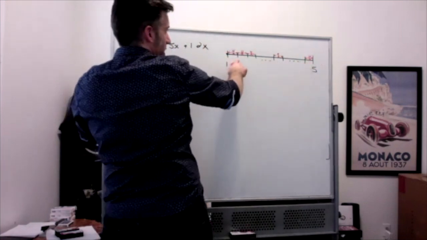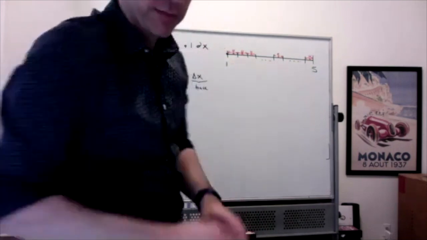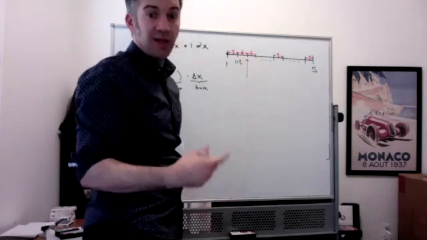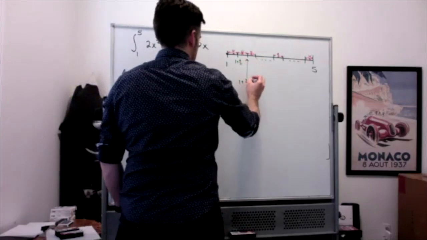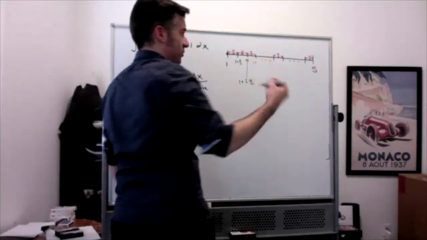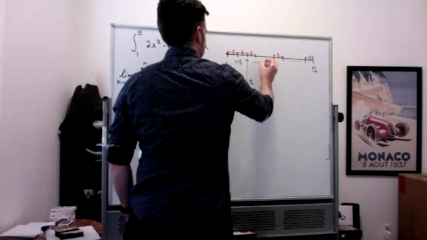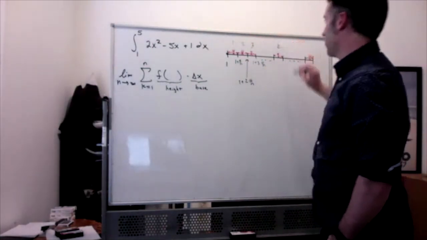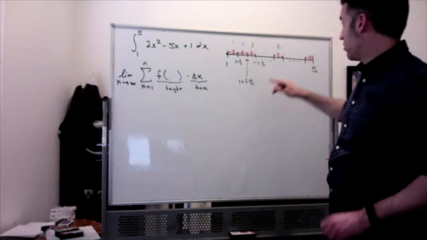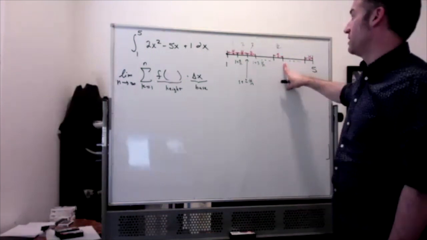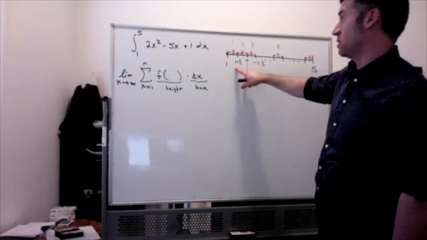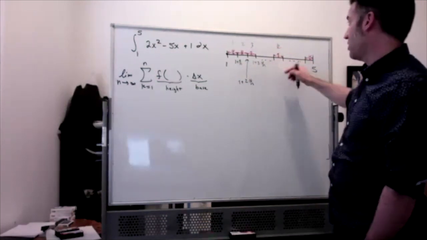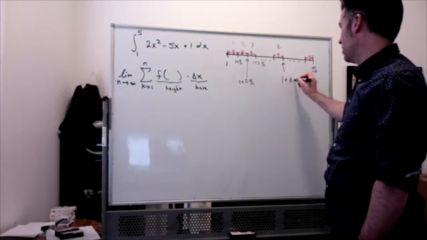Which means this point here is 1 plus 4 over n. And this point here is 1 plus 4 over n plus another 4 over n. And this point here is 1 plus 4 over n plus 4 over n plus another 4 over n, or 3 times 4 over n. And so if this is the first subinterval, second subinterval, third subinterval, kth subinterval, we see that the right endpoint of the kth subinterval is 1 plus k times 4 over n. The first one is 1 plus 1 times 4 over n. The second one is 1 plus 2 times 4 over n. The third one, the right endpoint, is 1 plus 3 times 4 over n. And the kth one, the right endpoint, is 1 plus k times 4 over n.